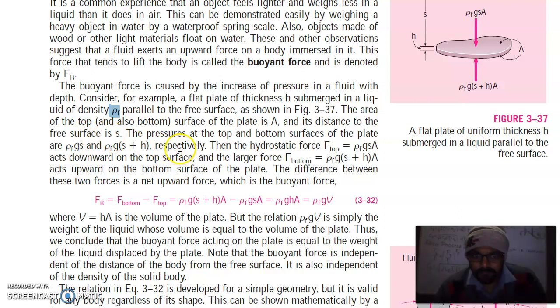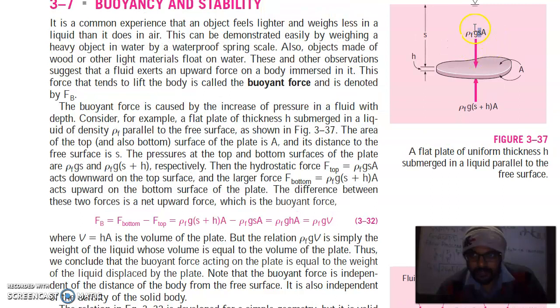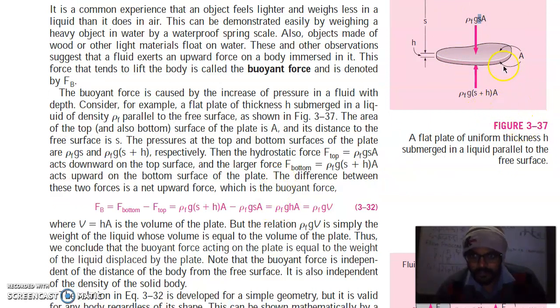below the free surface. The pressure at the top and bottom surface of the plate: you can see the pressure at the top surface is density of fluid times gravity times height, that is S, times area. So this is the amount of force on the top surface of the plate. At the bottom surface of the plate, the force exerted by the fluid is density of fluid times gravity times S plus H, which is the height of the fluid above this plate, times area.